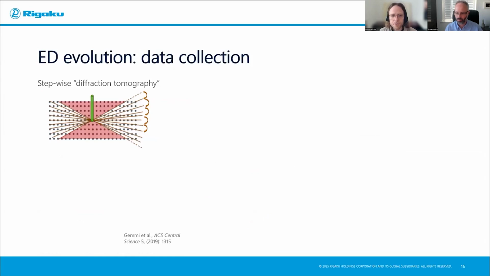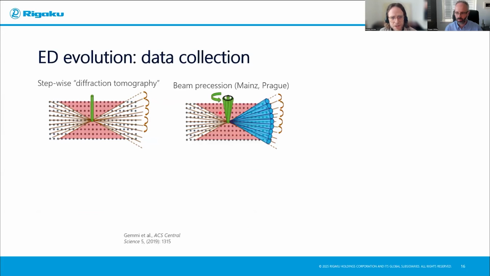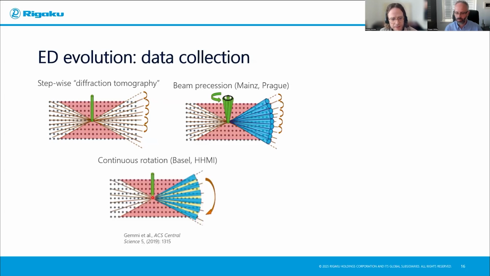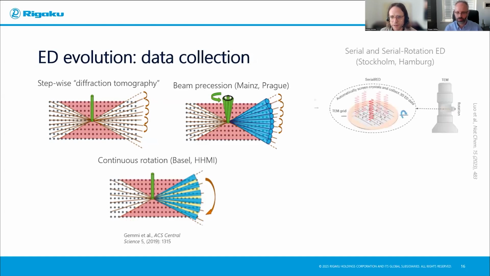There's been a bit of method evolution when it comes to data collection. Initially, those rotation data were taken in a stepwise tomography. A bit later on, it was realized that adding beam precession to this increases the data quality because you integrate over the spots more nicely and more completely. And then even later, continuous rotation schemes were realized where, as in modern X-ray diffractometers, the crystal just rotates continuously and the data are collected in a shutterless way. Now, the latest new schemes focus on automation.